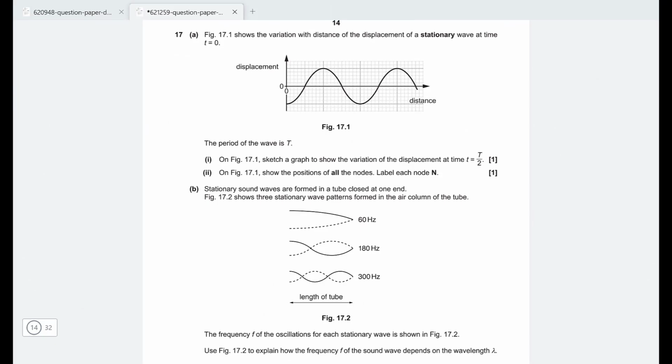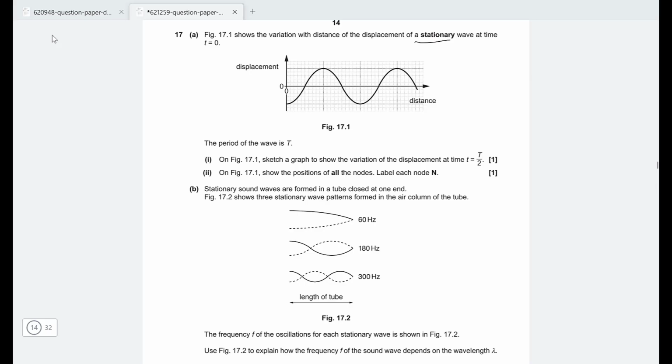So question 17, we have a figure which shows the variation with distance of the displacement of a stationary wave, and the word stationary is placed in bold. We know that the period of the wave is T. On the figure, we must sketch a graph to show the variation of the displacement at time t is equal to half of the time period. Well, at time equal to half the time period, pretty much everything will be inverted.